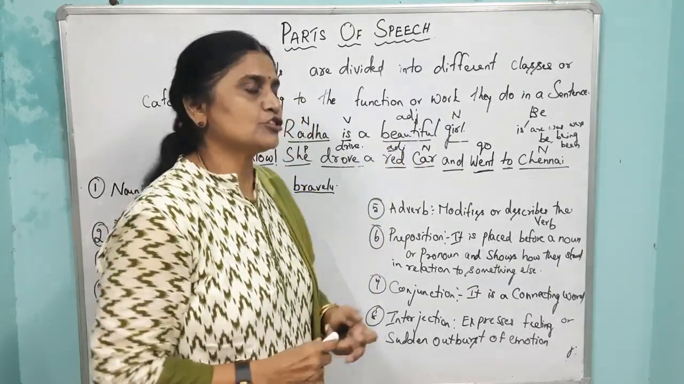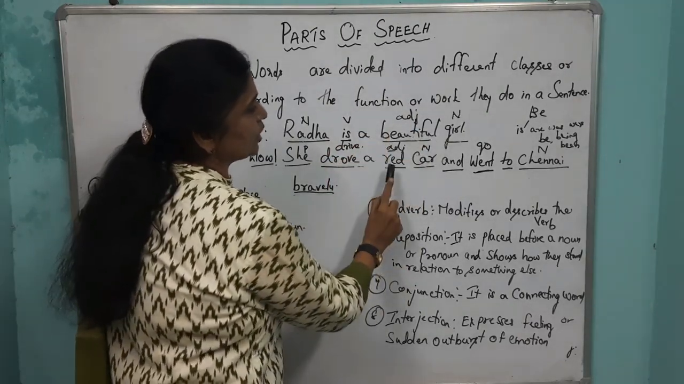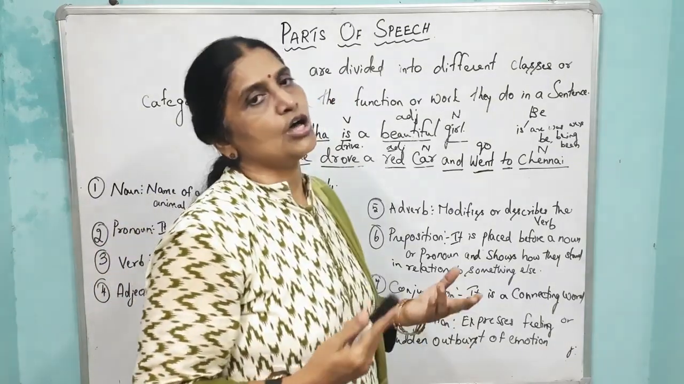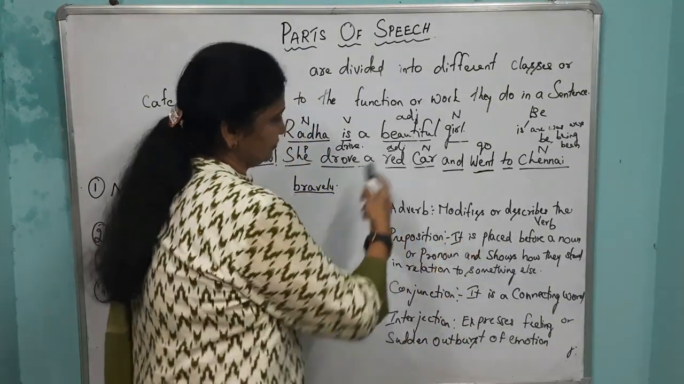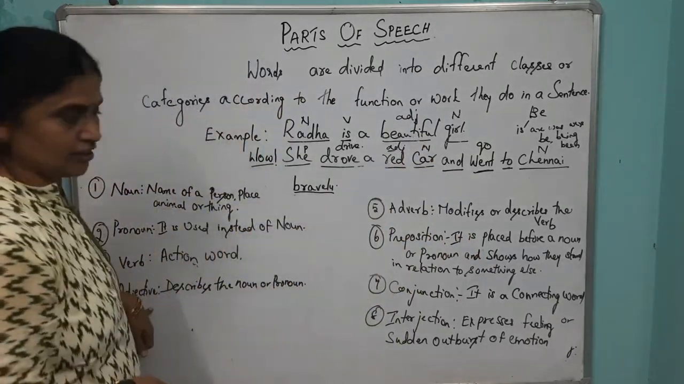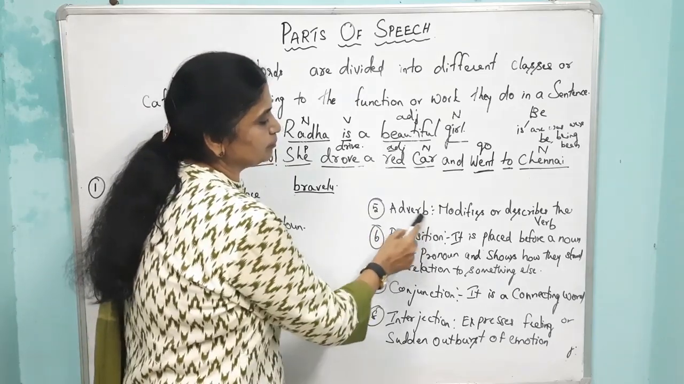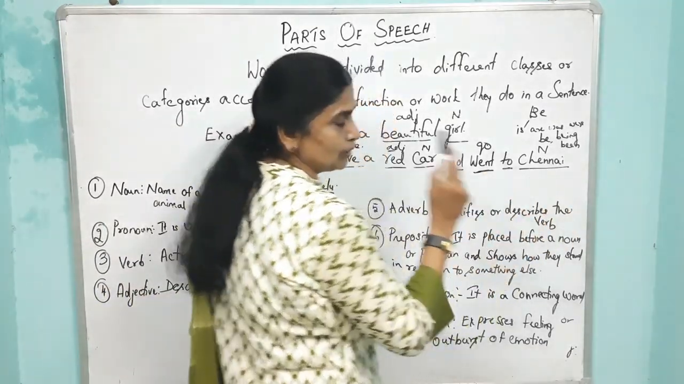So how many adjectives did you find in these two sentences? There are two adjectives. One is beautiful, the other one is red. So an adjective describes a noun, either quality or quantity or number. You understood? Okay. The fifth one is adverb. An adverb modifies or describes the verb.